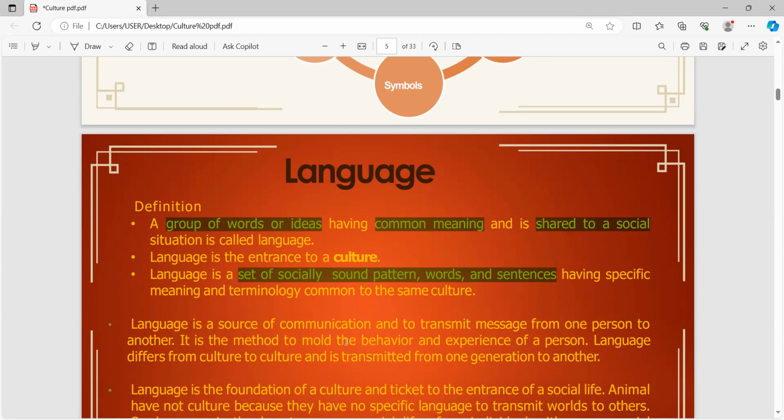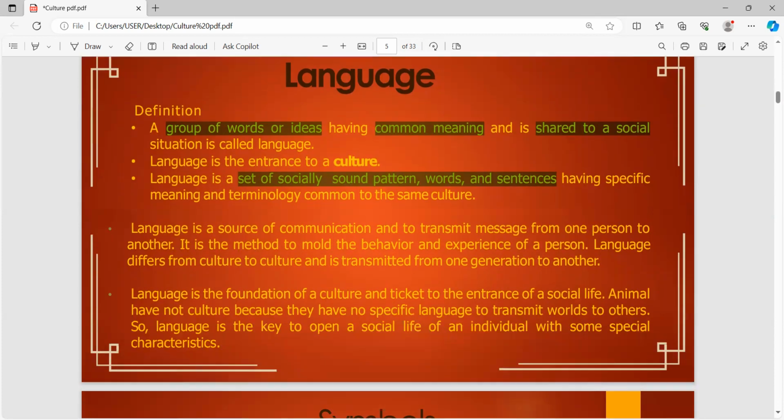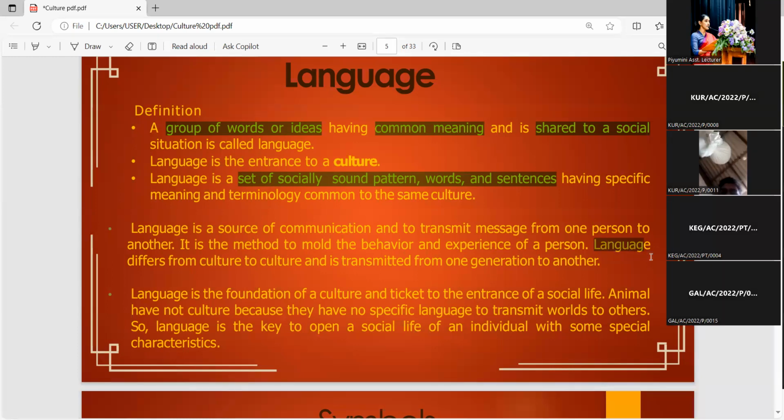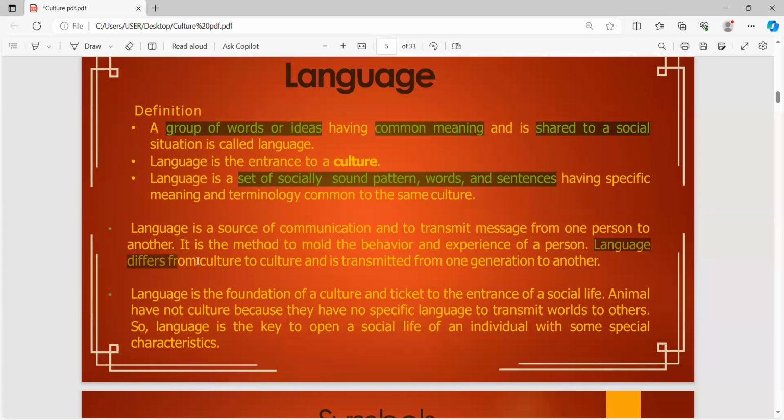So language is a source of communication to transmit messages from one person to another. It is the method to mold the behavior and the experience of a person. And the most important thing is that language is different from culture to culture. Even different nationalities have their own languages. Around 100 languages are there in the world. It is transmitted from one generation to another.